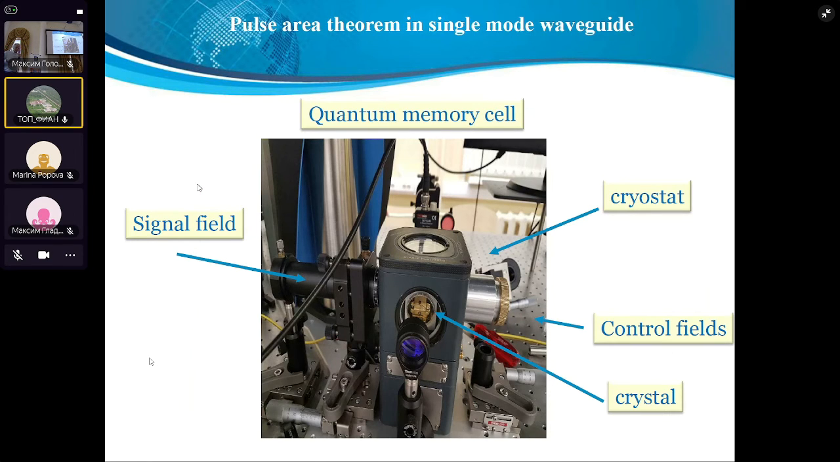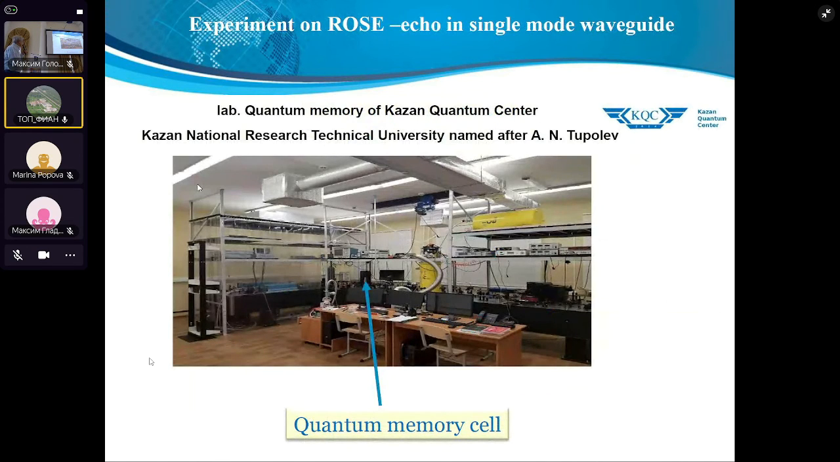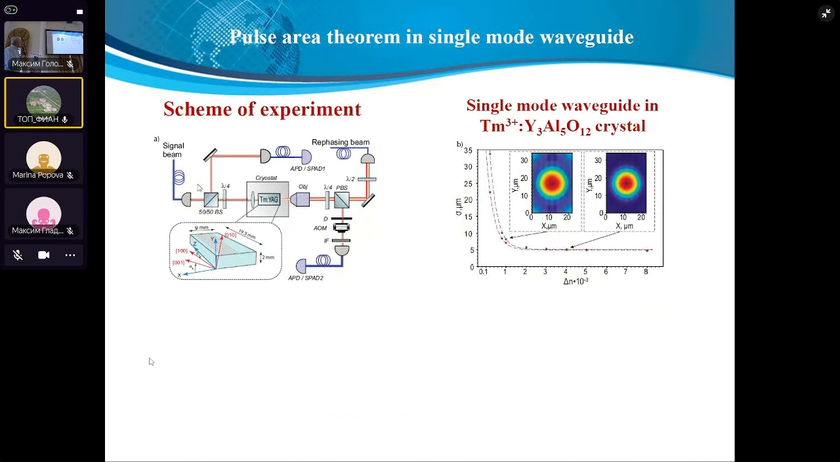And now we go to our experiment, and this is our experimental setup. This is the cryostat. Signal fields propagate in this direction. This is the control field in the opposite direction. This is the crystal at helium temperature. And with this cryostat, of course, we have some lasers and detectors, all the techniques which it is necessary to apply for this experimental scheme. And some additional information about our waveguide: we have this waveguide in a crystal with thulium. This is exactly a very nice material. Also, it's promising for quantum memory, but we still need to improve efficiency and to suppress quantum noise. These are the two main problems in our task.